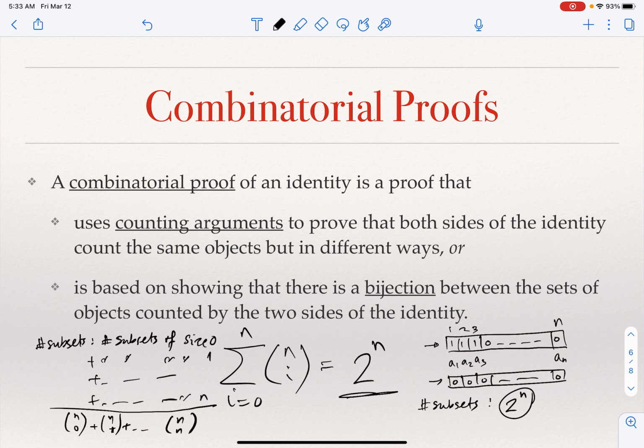So I wanted to show this summation on the left-hand side equals 2 to the n. I defined the counting problem: I want to count the number of subsets of a set of size n. Then I counted it in one way, using the one-to-one correspondence between subsets and binary vectors of size n, and I got 2 to the n on the right-hand side. Then I counted in a different way for the same counting problem, by looking at subsets of different sizes, counting their numbers and adding them. And then I got the left-hand side.